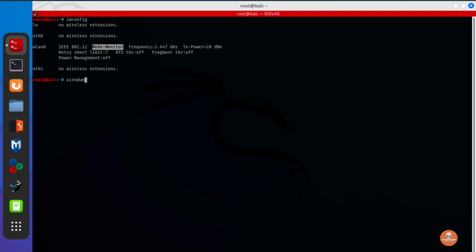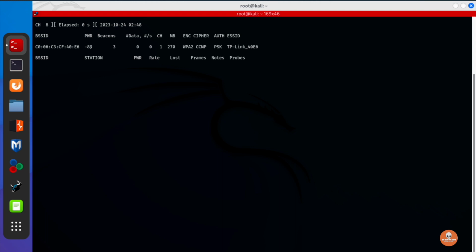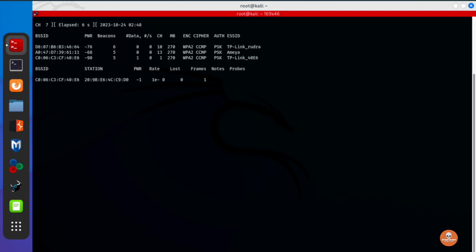Execute the command airodump-ng LAN 0. Here, airodump-ng is the tool we'll use for packet sniffing, and LAN 0 represents the name of our network adapter in monitor mode. As you run airodump-ng, it will initiate the process of capturing and displaying information about the wireless networks in your vicinity.